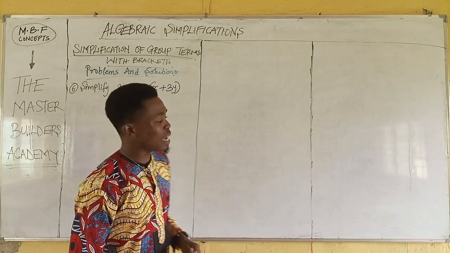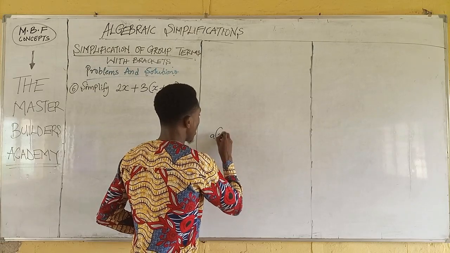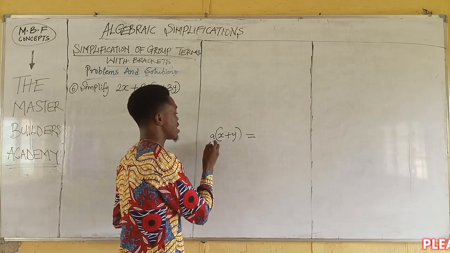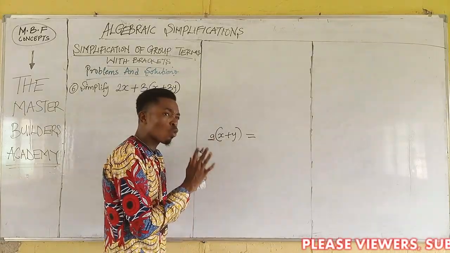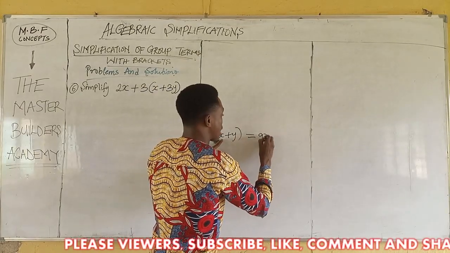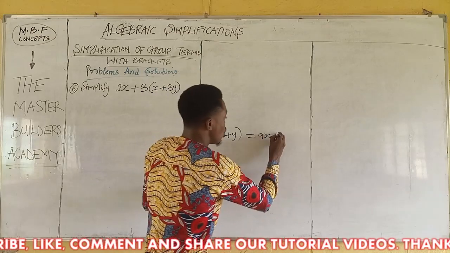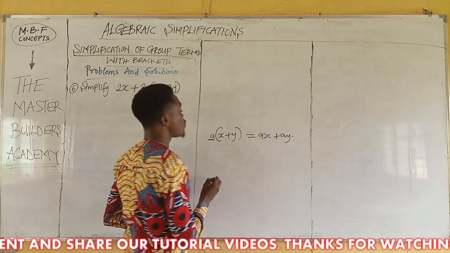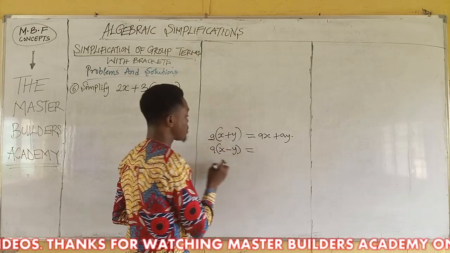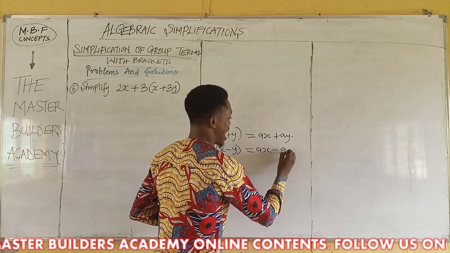So what I am trying to explain is that if I have a as a quantity multiplying x plus y, this is exactly the same thing as: this a, which happens to be the quantity outside the bracket, we multiply the first term inside the bracket, a times x to give us ax, then a times y to give us plus ay. Or for instance, I have a into x minus y, it is the same thing. A times x we have ax, and a times y we have minus ay.